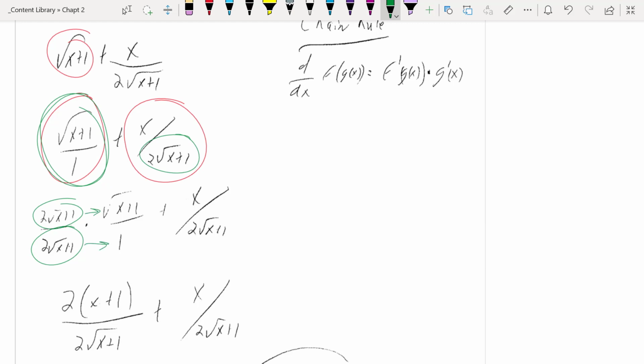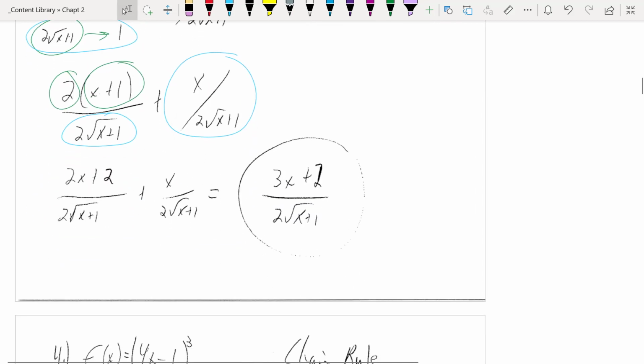So when I take 2 times the square root of x plus 1, well, 2 times 1 is just going to be 2. But then notice the square root of x plus 1 times the square root of x plus 1 is going to be x plus 1. And when I take this denominator and multiply it together, and I have 2 square root of x plus 1 times 1, that's just going to be 2 square root of x plus 1. And now notice that these two fractions have the common denominator. So on the one, I've got 2 times the parentheses x plus 1 all over 2 square root of x plus 1 plus x all over 2 square root of x plus 1. And so now I'm going to go ahead and be able to combine those together.